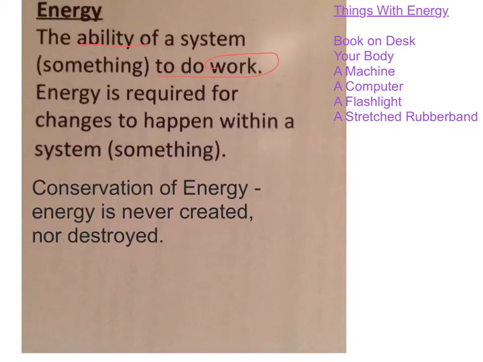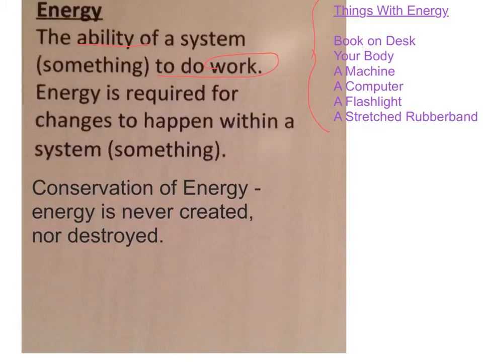We're going to look at some things that have energy. So by looking at this chart, this list that we have here, different things that have energy are a book on a desk, your body, a machine, a computer, a flashlight even when it's off, and a stretched rubber band. These are just a few things that have energy. We're going to start looking at when an energy has potential and kinetic energy.